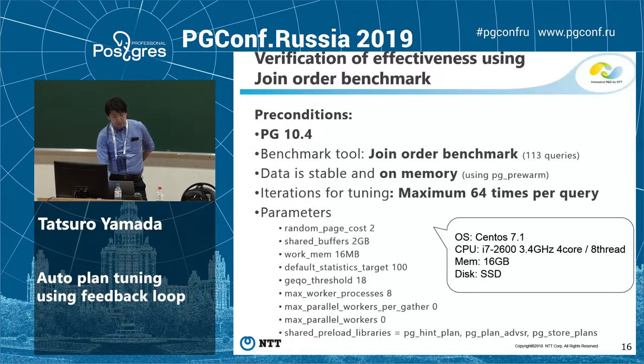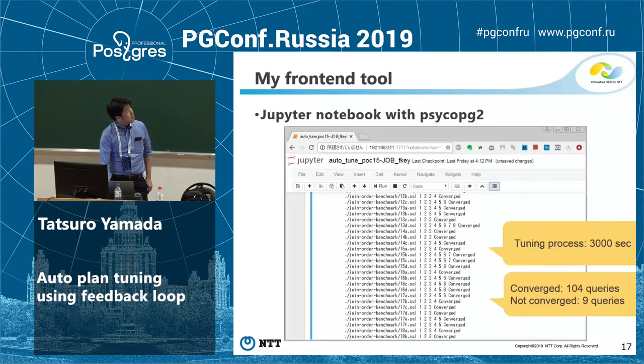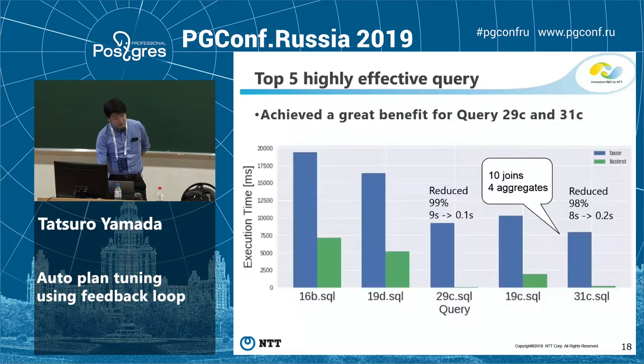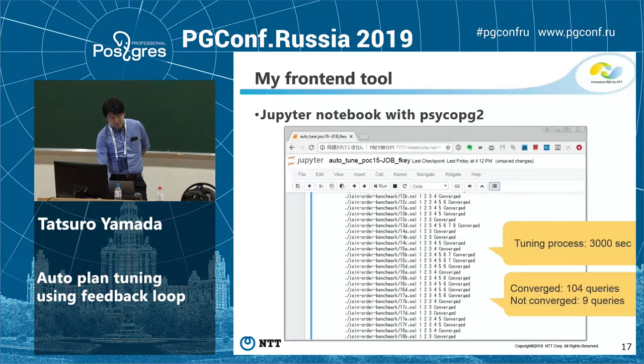Data is on memory. The maximum number of iterations is 64. Postgres parameters are as following. Especially, parallel query is turned off to reduce plan search space. I used Jupyter Notebook as a front-end tool. The tuning process took 3,000 seconds. Next is the result.